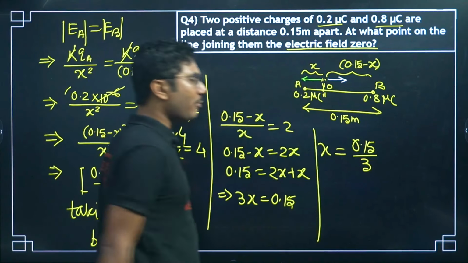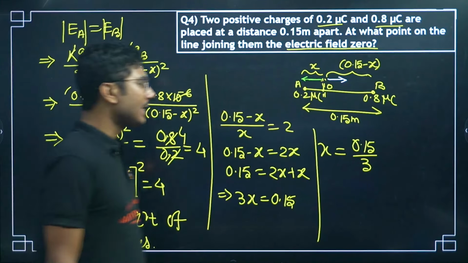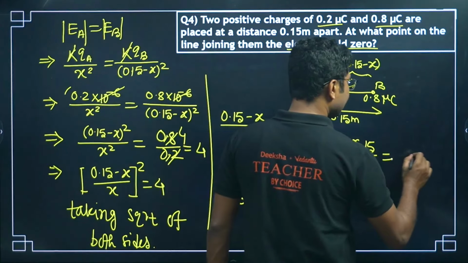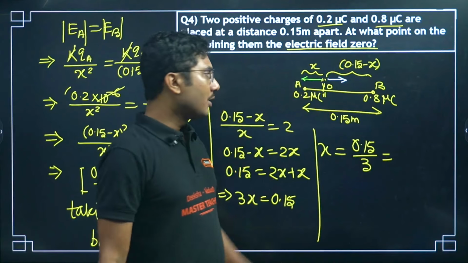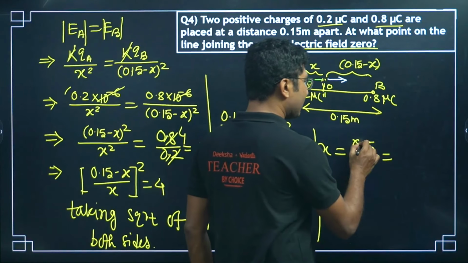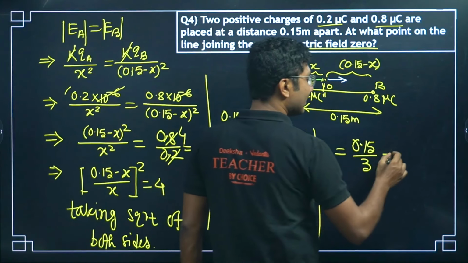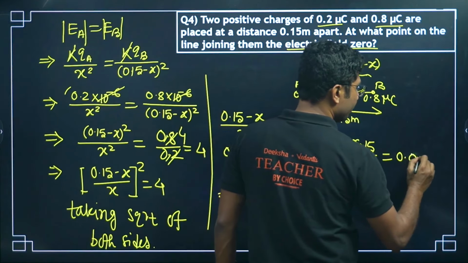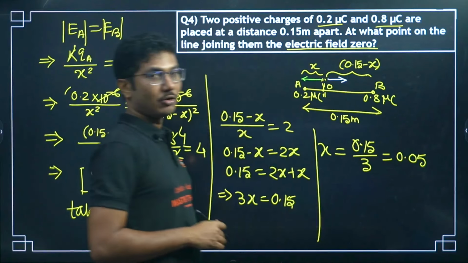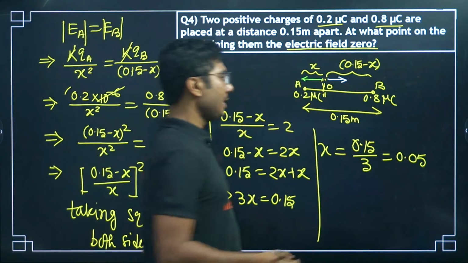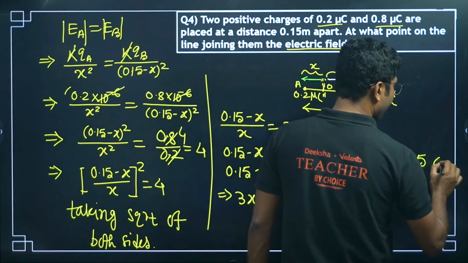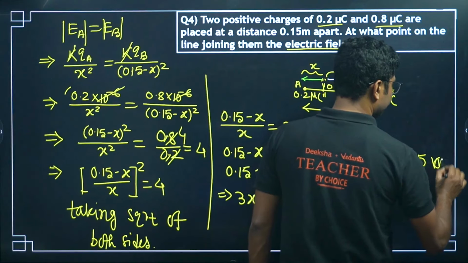Now, this is also a point where students make mistakes. They simply blindly write 0.5. Because we have 2 decimals, your answer after cancelling will also have 2 decimals. So it will be 0.05, not 0.5. Okay, so this will be 0.05 meter.